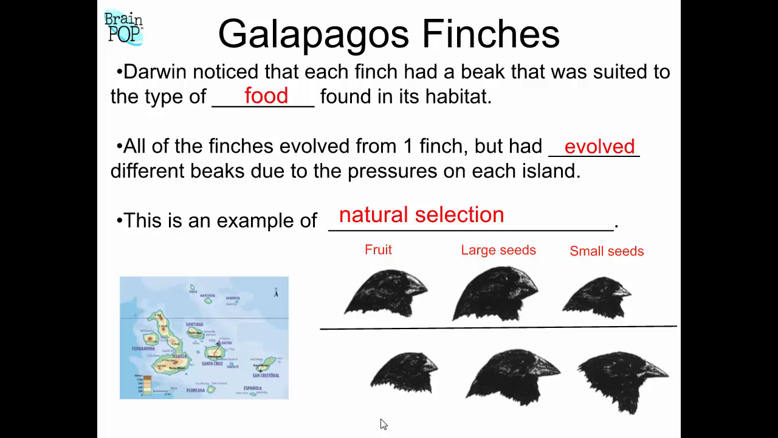Some finches fed on insects on certain islands. The smaller insect ones had smaller beaks. The larger insect-feeding finches had larger beaks. Some even developed these sharp, pointy beaks to poke into cactuses to eat them. So each of these finches, they all look pretty much the same except for their bill. And again, the reason is because natural selection caused those different types of finches to evolve differently from each other.